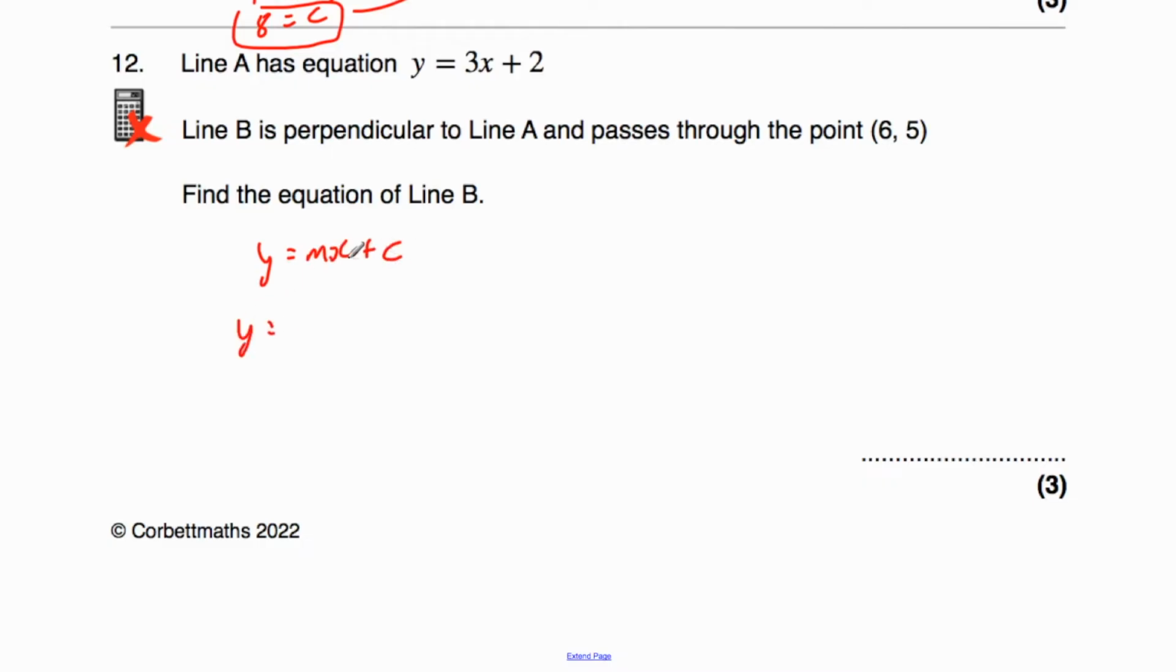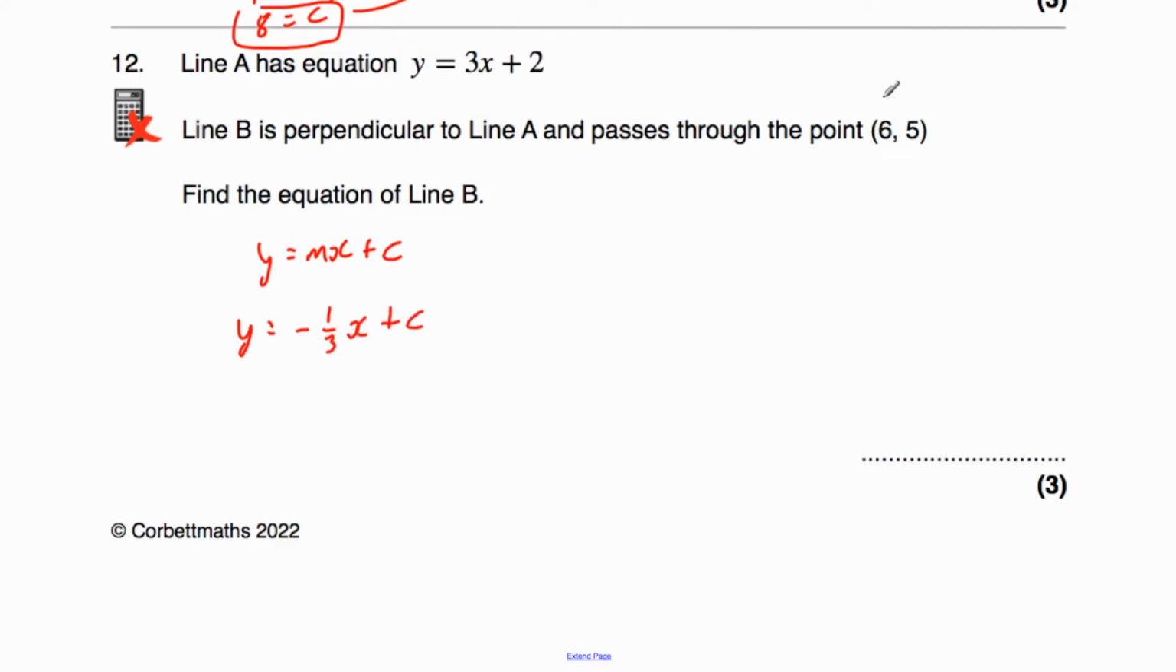We know then, to find its gradient, we're going to find the negative reciprocal of 3. Well, 3 is positive, so the negative reciprocal will be negative, and the reciprocal of 3 is, well, 3 is 3 over 1. When you flip it over, that's 1 over 3. So minus a third: y equals minus a third x, and then we've got plus c.